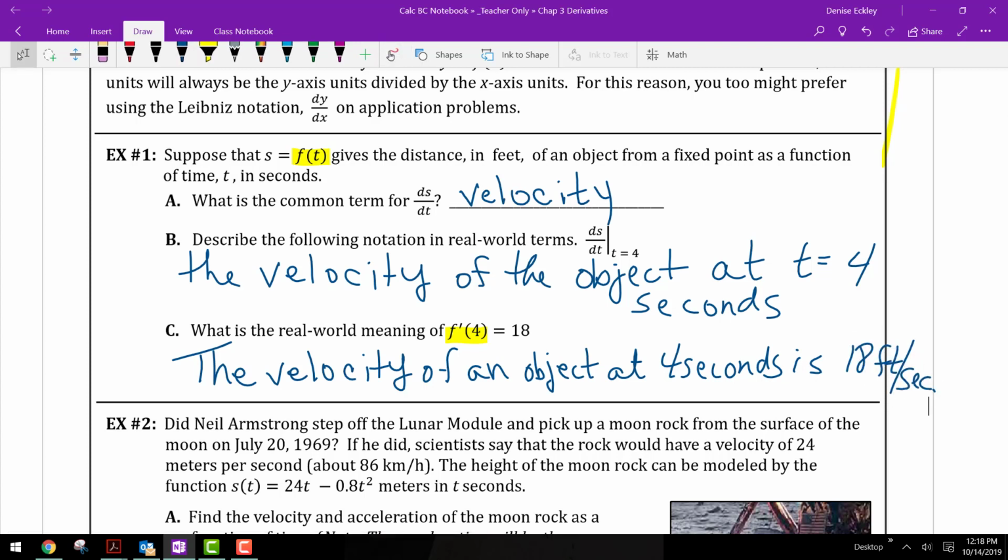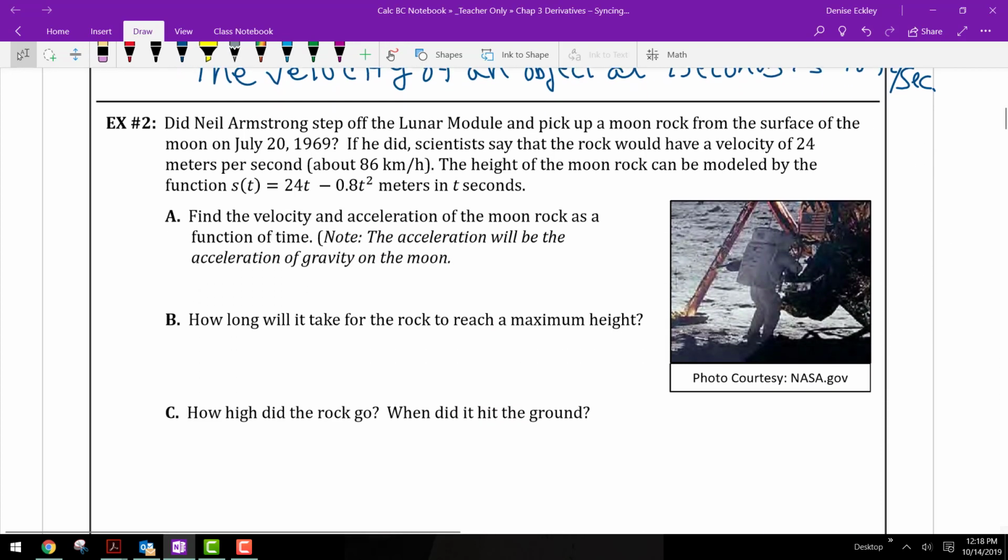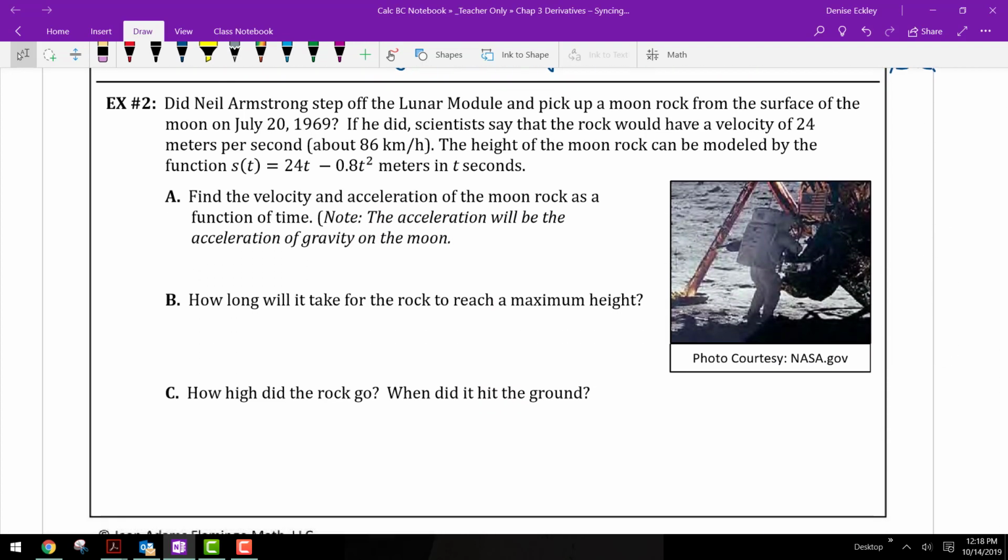Okay, so next, let's go to the moon. Neil Armstrong would have picked up a rock and thrown it at a velocity of 24 meters per second, or 86 kilometers per hour. The height of the moon rock can be modeled by the function s of t equals 24t minus 0.8t squared meters, because the gravity force on the moon is different than the gravity force on Earth. Find the velocity and acceleration of the moon rock as a function of time.